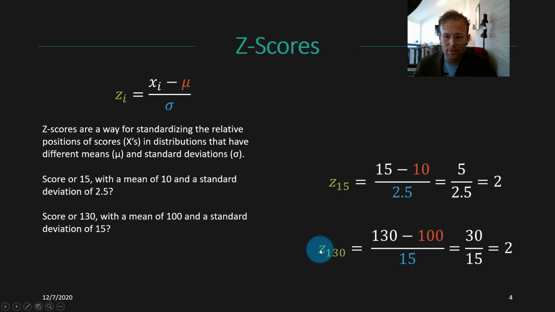Similarly, if we have a score of 130, the z-score there would be 130, and the mean in this example is 100, and the standard deviation is 15. So this would be 130 minus 100 over 15, which becomes 30 divided by 15, which is also 2. So although these scores look very different, 15 versus 130, they have the same z-score because in both cases, this score is 2 standard deviations above its mean. So z-scores give us a way of standardizing scores with respect to how far above or below the mean they are in units of standard deviation.